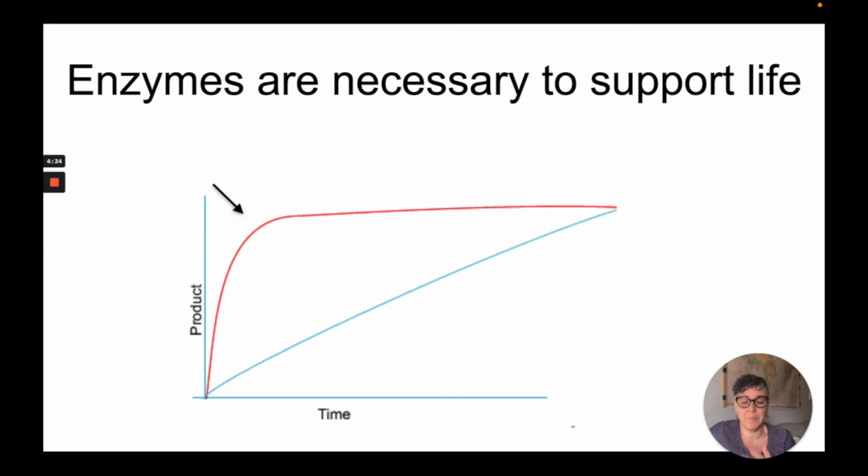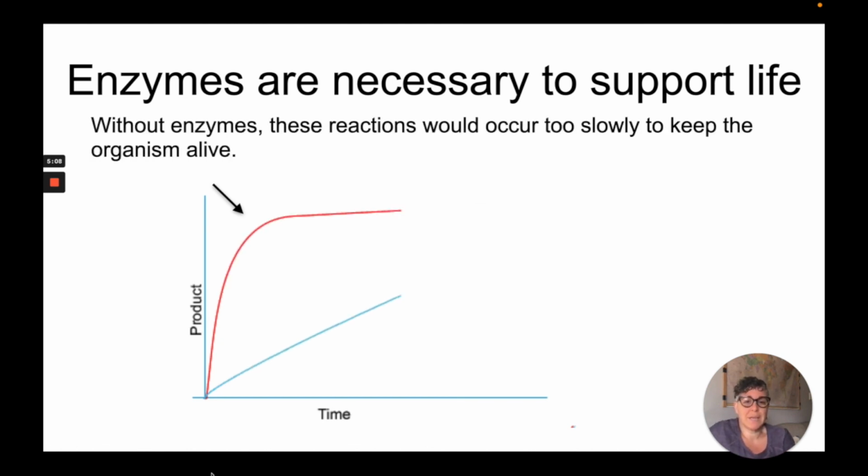In this little animation of the graph, we can see that over a period of time, the line without an enzyme takes much longer to get to the end stage, the product in the chemical reaction, than the red line, which is the line with the enzyme. The little arrow is pointing to the end point of the chemical reaction with the enzyme. It happens much, much more quickly than without the enzyme.